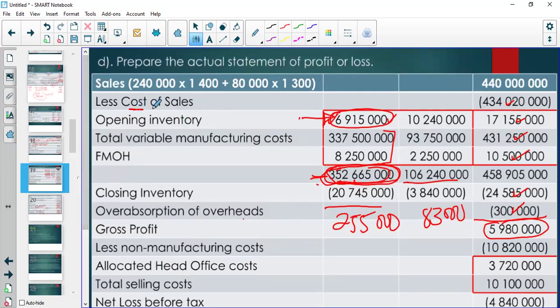You will have cost of sales here. You will have fixed manufacturing overheads included. And if there's an over or under absorption, you will have it there.